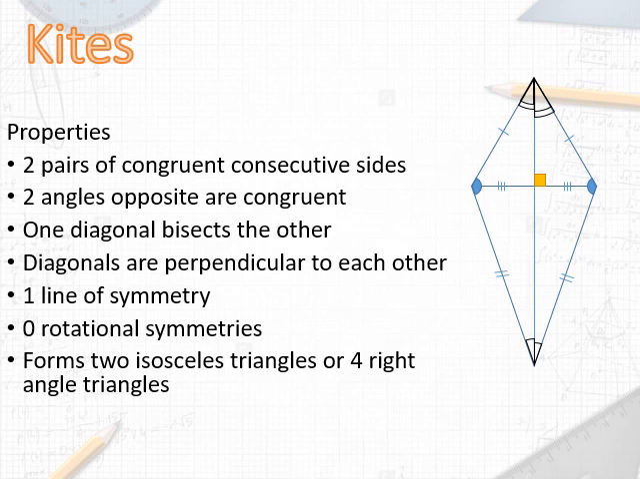It forms 2 isosceles triangles. We've talked about those, the one on the top and bottom, and then 4 right angle triangles. So if the diagonals are perpendicular, that means that we've got 4 right angle triangles in there, 2 pairs of congruent right angle triangles. So the 2 on the bottom are congruent, the 2 on the top are congruent.